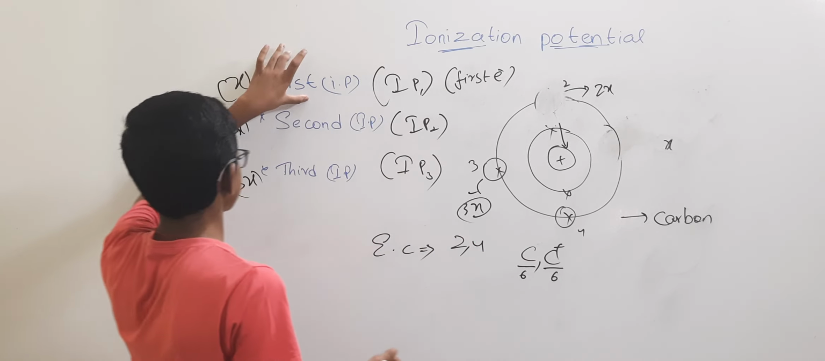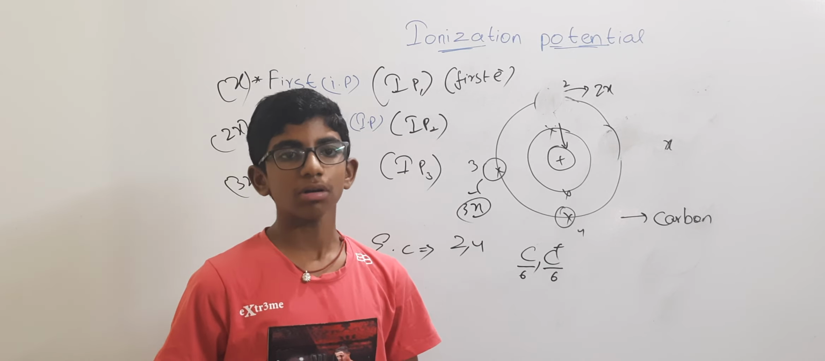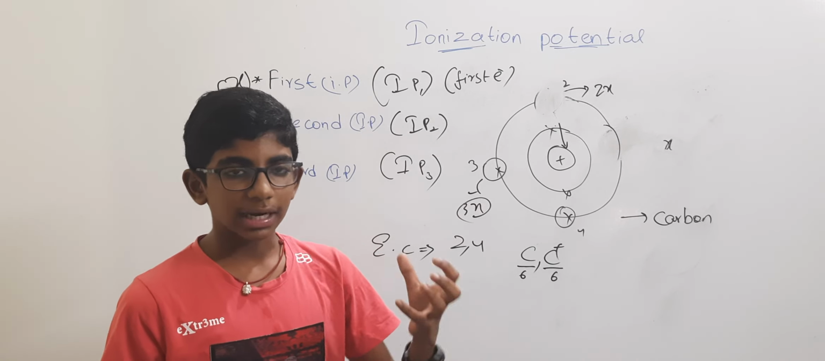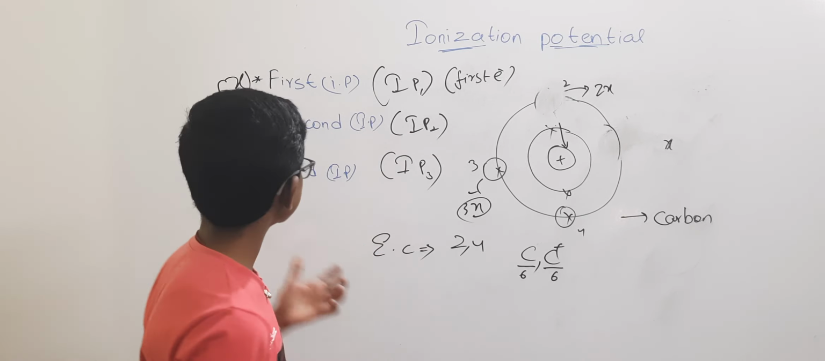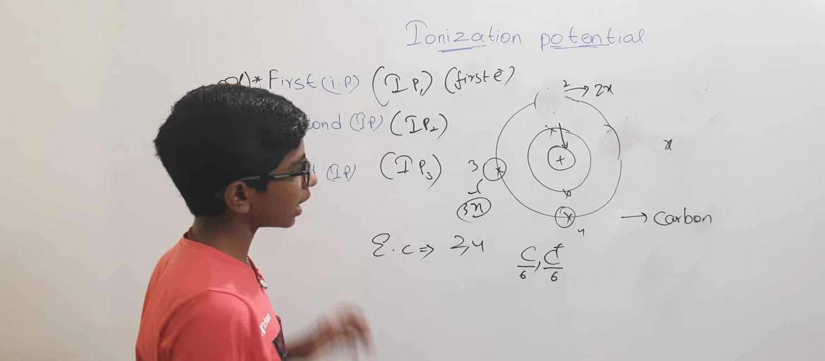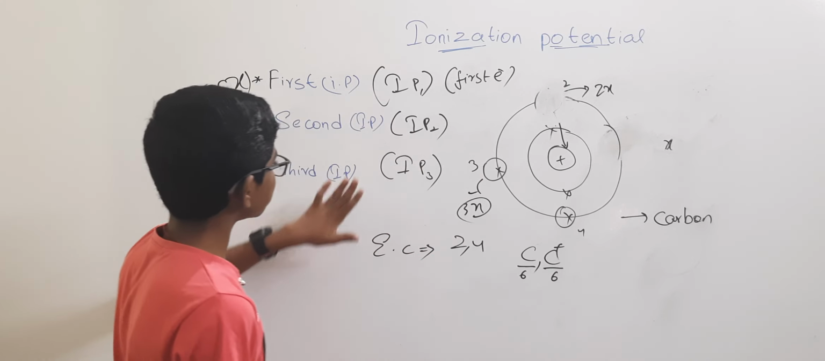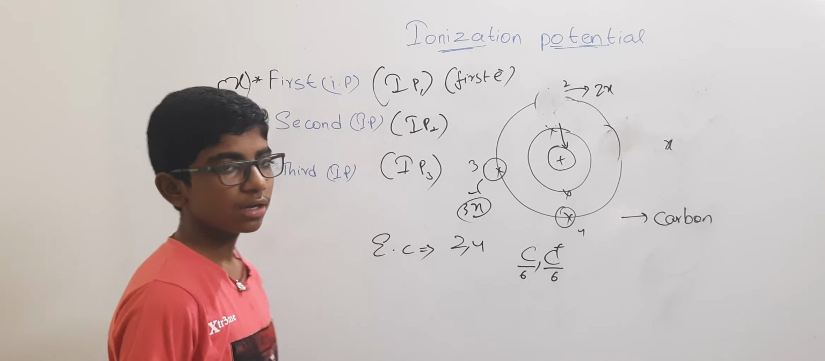That is known as first ionization energy. The second ionization energy is the energy required to remove the second electron in a valence shell from an atom. Third ionization energy is the energy required to remove the third electron from the atom. Okay, this is the brief explanation of first, second, third, and so on.